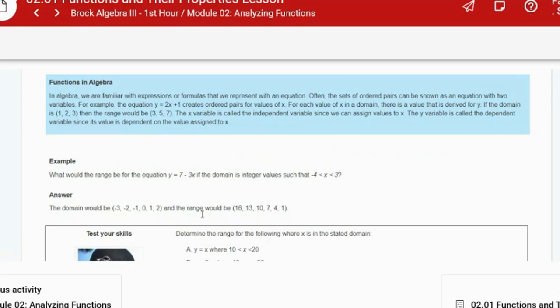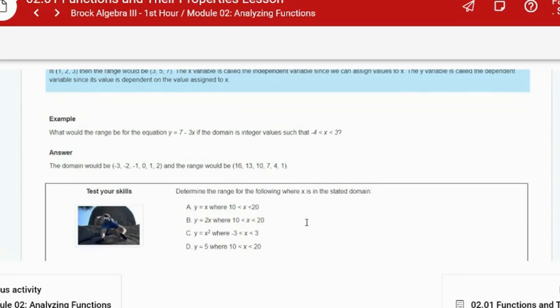-2 matches with 13. So if this is the domain, -3, -2, -1, 0, 1, and 2, which it is because we limited it, the range would be the appropriate y's that match those x's. When we substitute those x's in, this is the y's. So that's how we find the domain and range if we don't have a graph.